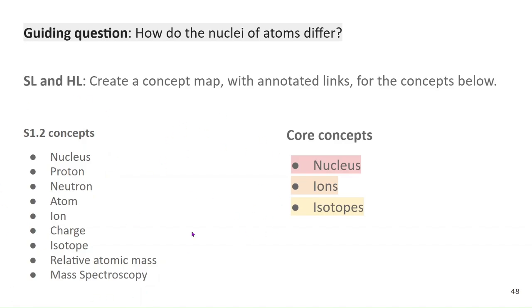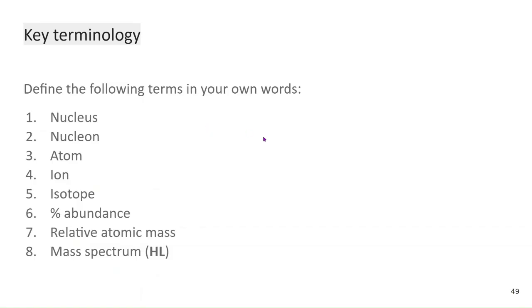So here are your concepts over here, and some core concepts, right, that we've been learning. Our guiding question was, how do the nuclei of atoms differ? So think about that. Maybe that can be at the center or at the top of your concept map. That is your first piece, or your first assignment. Something I want you to include either on your map or perhaps on the back or something.